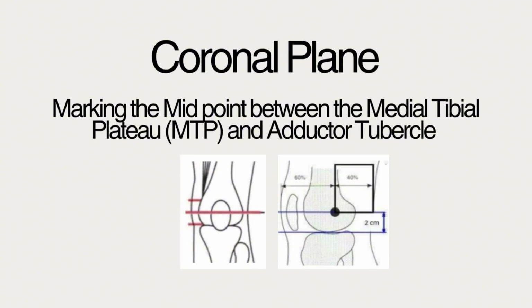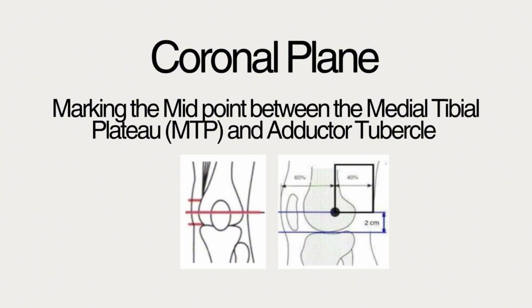And after that, you can mark anterior to the midpoint between the medial tibial plateau, or MTP, and the adductor tubercle. But we also have an alternative way you can use. In the medial part, you can find the knee joint axis 2 cm above the MTP level. Then it should go through to the lateral side, parallel to the ground.